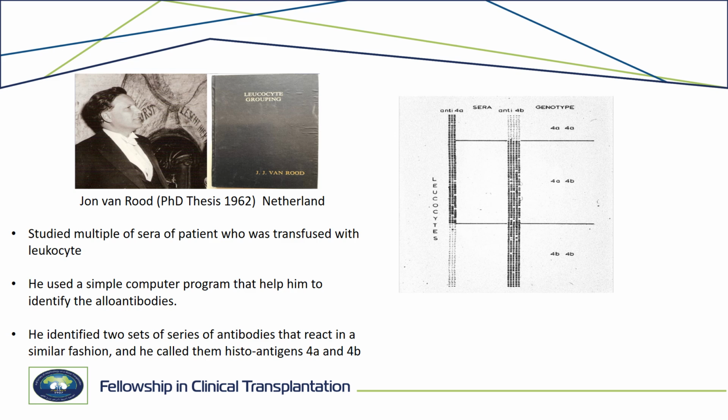Shortly after that, a young scientist named John van Rood from Holland studied multiple sera of patients who were transfused with leukocytes. He used a simple computer program that helped him identify the alloantibodies, and he was able to identify 2 sets of sera with antibodies that react in a similar fashion, and he called them histoantigen 4A and 4B, which is now known as the BW4 and the BW6.